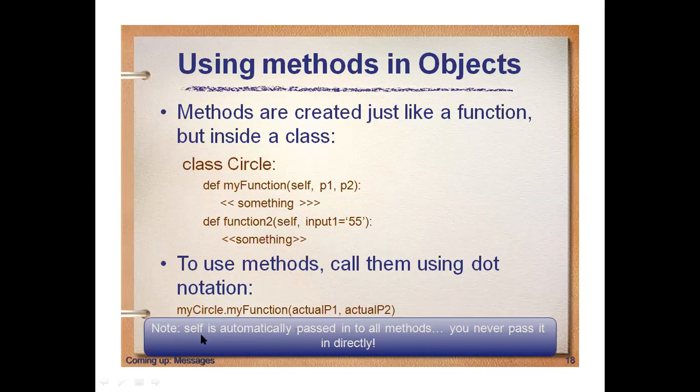Self again, I'm just skipping it for now. Self is automatically passed to all methods. You never pass it explicitly. Right? There is no requirement to define any self while defining this particular class method.